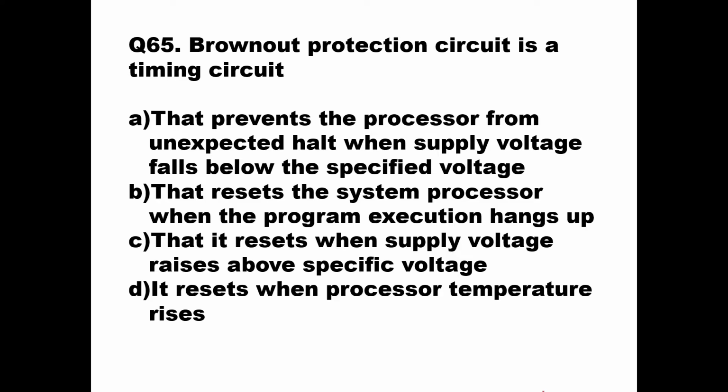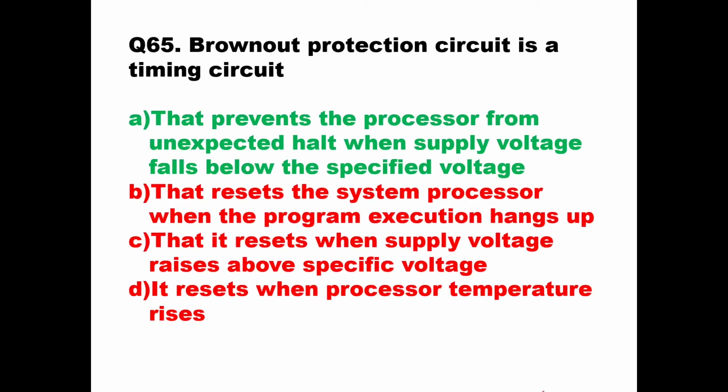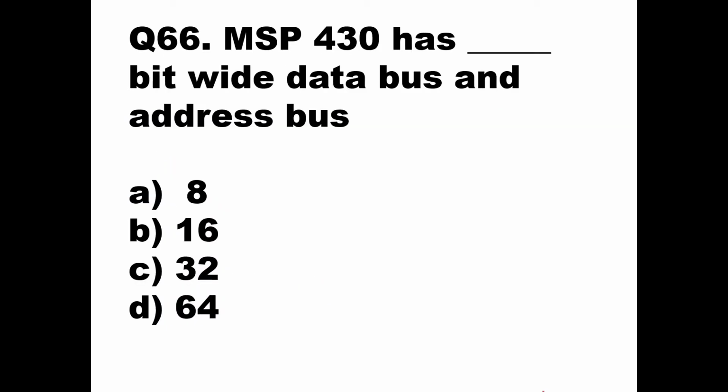Now from all these options, option A is the right one, that it prevents the processor from unexpected halt when the supply voltage falls below the specified voltage. When the supply voltage falls below the specified voltage, it will give an interrupt, it will give a signal, and it will not make your processor unexpectedly halt. It will give an interrupt, it will see to reset, and it will follow with the work. So here option A will be the right answer. Then we'll go to the next question.